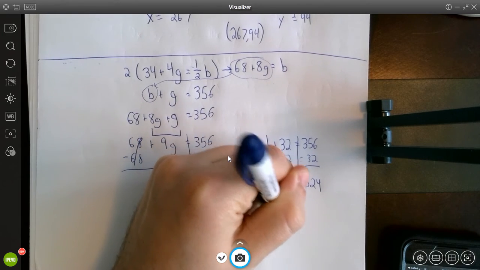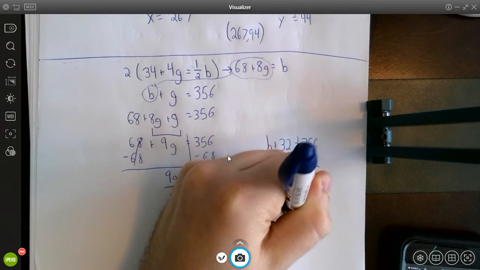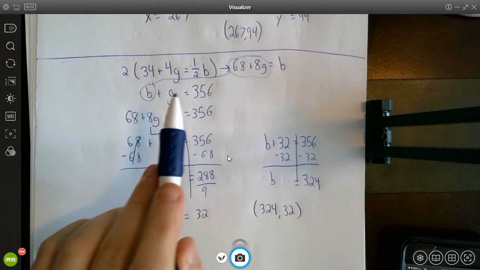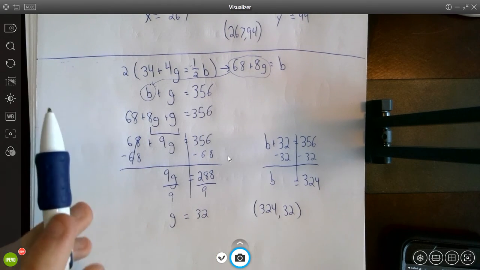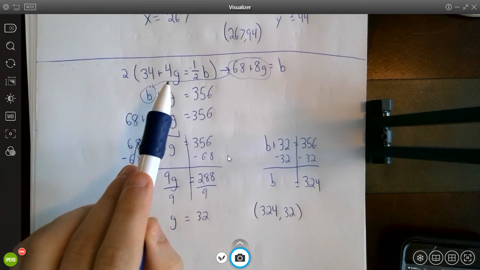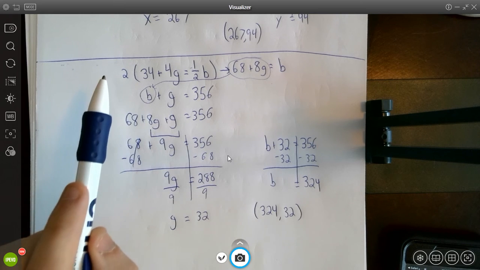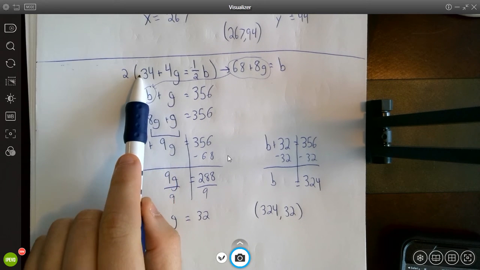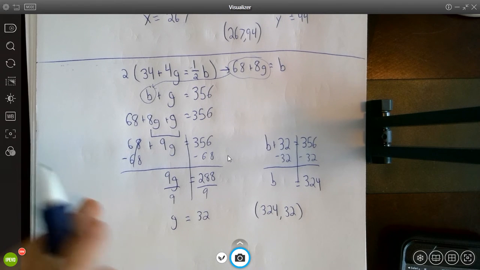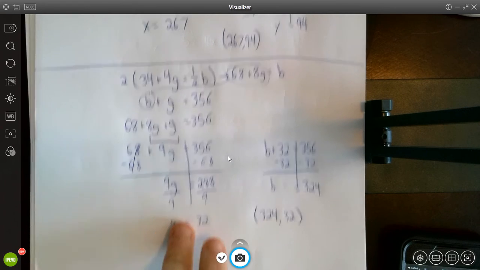324, 32. And we can even test that out in the first equation there. Half of 324 is going to give us 162. And if we take 4 times 32, we're going to get 128. 128 plus 34 will also get us to that 162 there. So that's another way that we can test that out to make sure that it works.